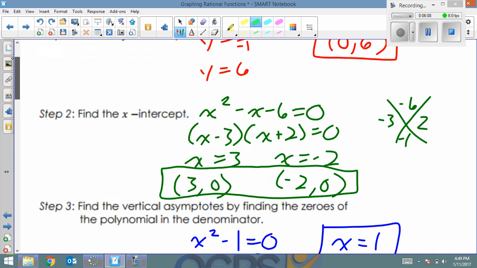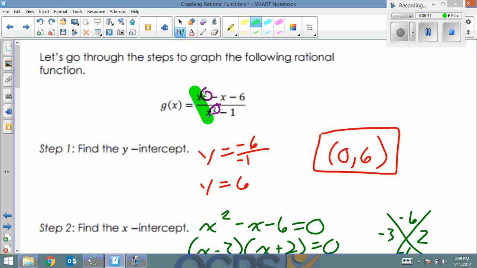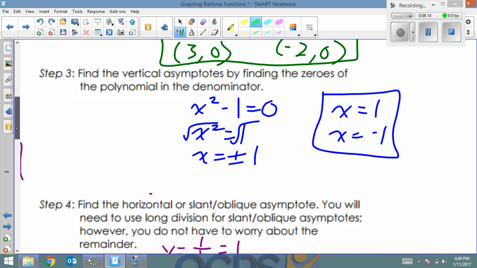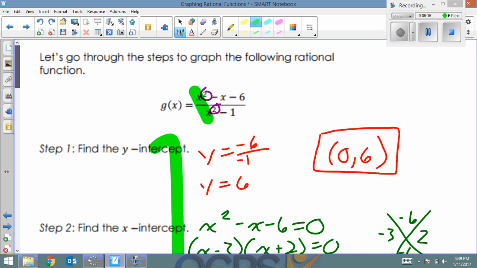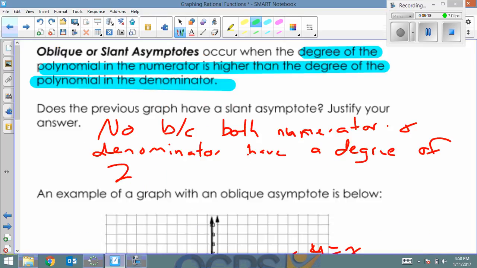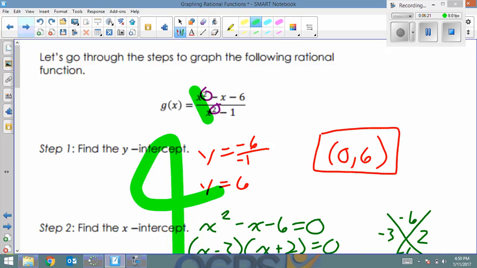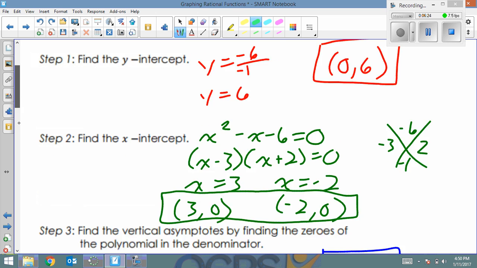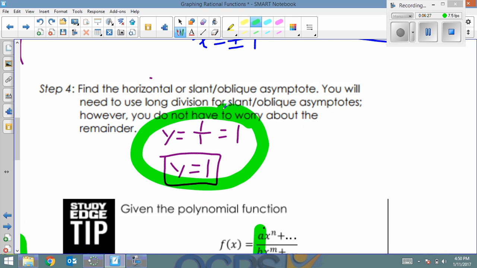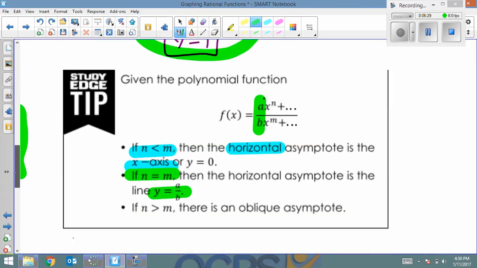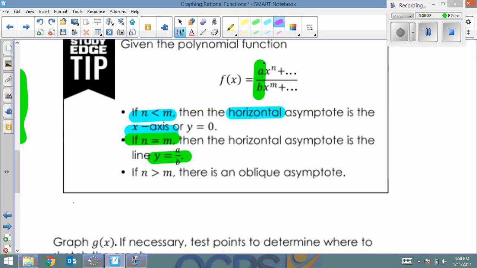Our coefficients again were 1 and 1. So 1 divided by 1 gave me this idea here of y equals 1. And the last one, if n is bigger, so if the numerator is bigger than the denominator, then we have an oblique asymptote, so we have to do division to get what that line is. I'll show you how to do that in the next example.